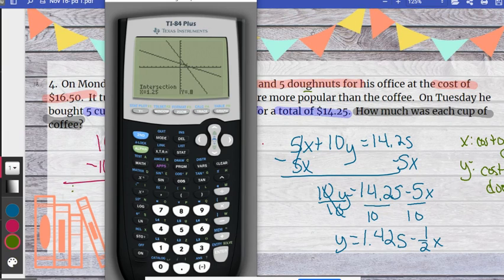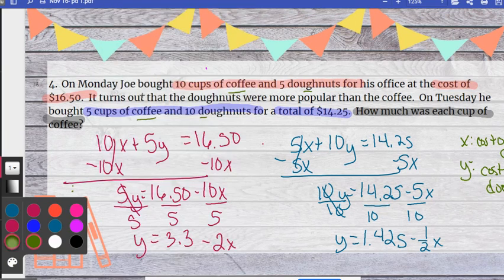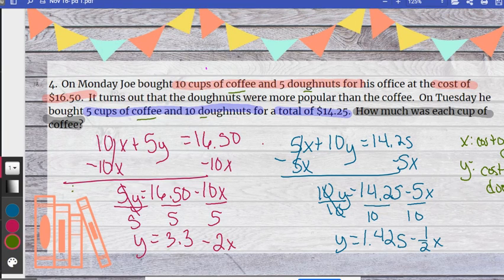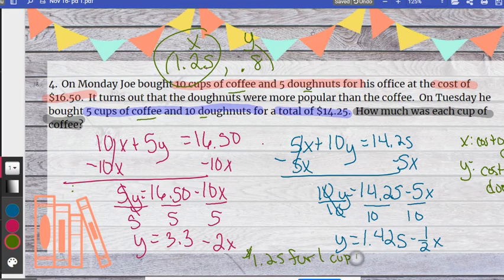So we get an intersection here of 1.25 comma 0.8. So let's talk about what that actually means in terms of this problem. So again, our solution was 1.25 comma 0.8. So the question here wants to know how much was each cup of coffee. So this is where, again, your variables, you define them. X is the cost of coffee. So we want to look at our x, y for our points. This is our x. So our answer here is actually $1.25 for 1 cup of coffee.